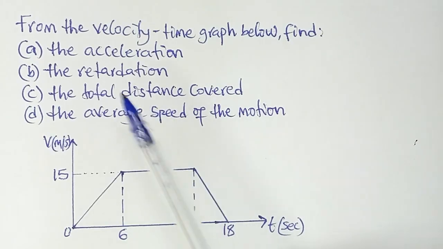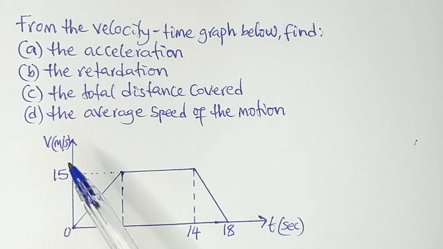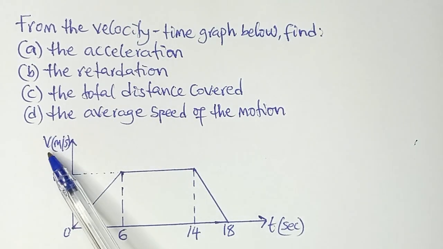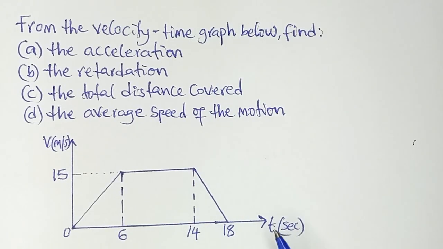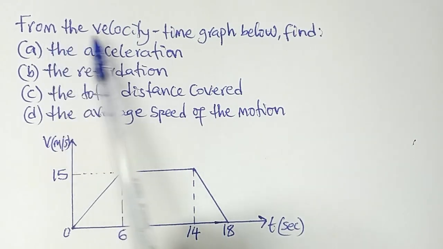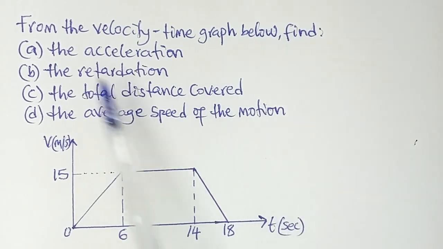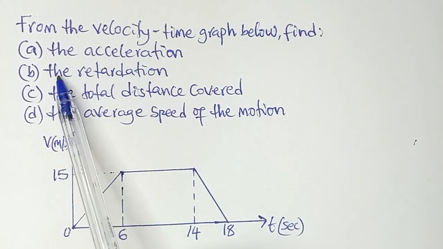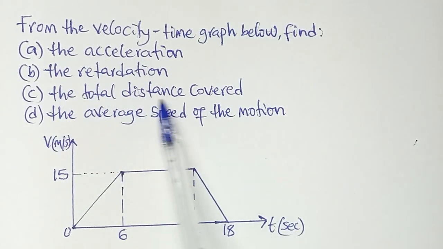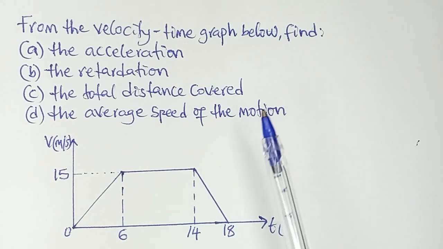Now, the question I have here is on velocity time graph. We are given a velocity time graph here. And the question says, from the velocity time graph below, find A, the acceleration, B, the retardation, C, the total distance covered, D, the average speed of the motion.